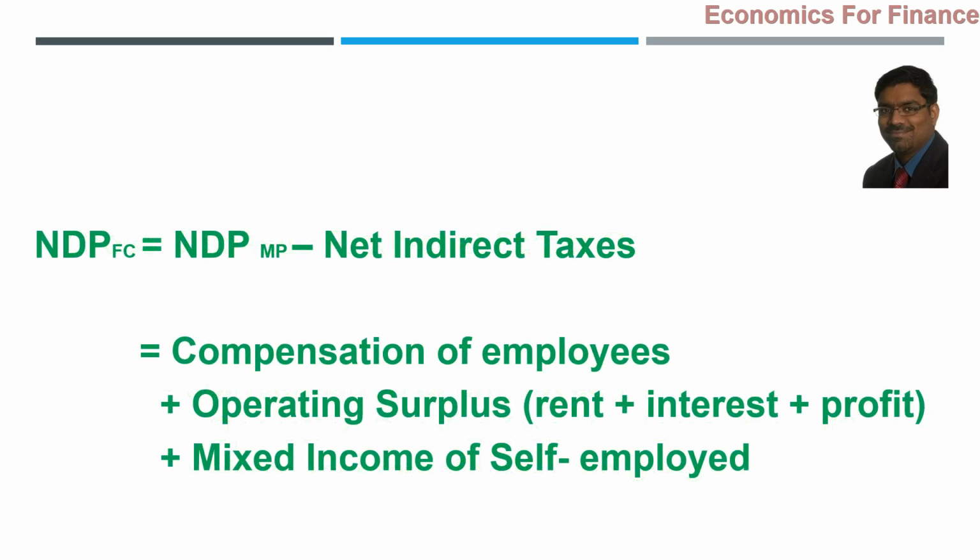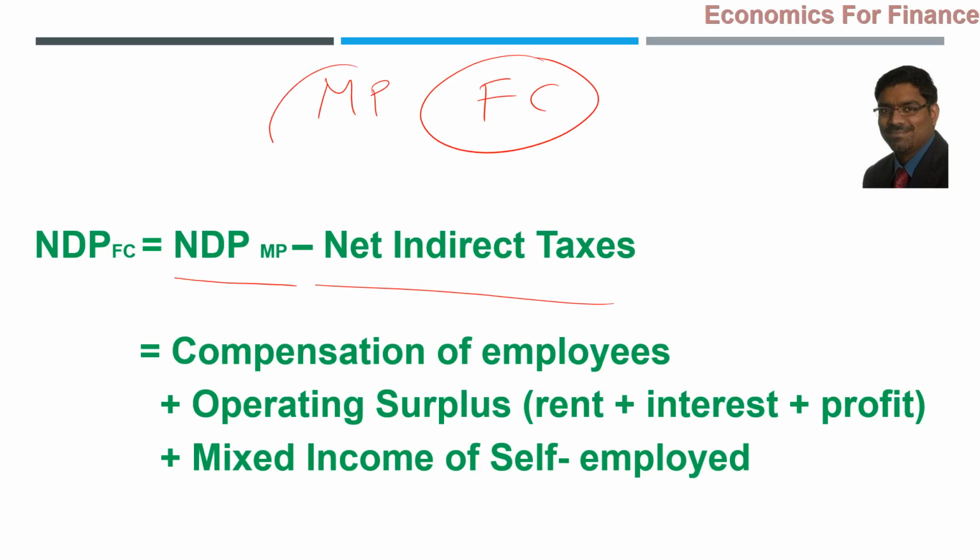The same thing is mentioned in the next slide. What is net domestic product at factor cost? It is net domestic product at market prices minus net indirect taxes. Always, the difference between market prices and factor cost is net indirect taxes. Why do we say net indirect taxes? That is the difference between indirect taxes and subsidies. So that is market prices and factor cost.